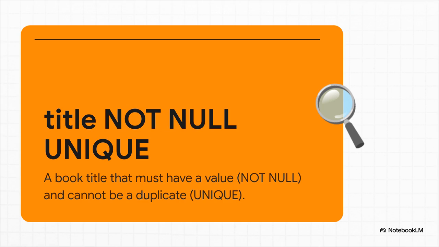Next up, the title. Varchar 250 is just fancy talk for text up to 250 characters. But look at the rules. Not null and unique. Not null means you have to provide a title. You can't leave it blank. And unique means you can't have 2 books with the exact same title. These little rules are what keep our data from becoming a total mess.